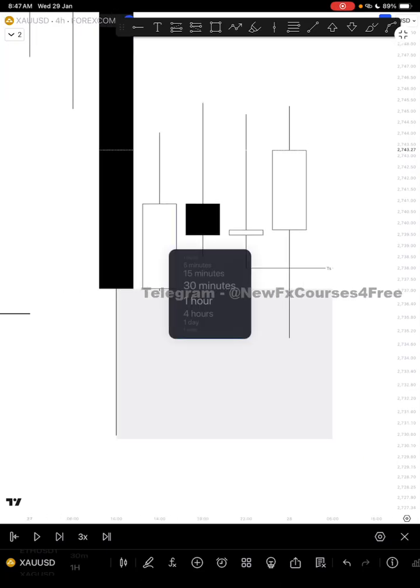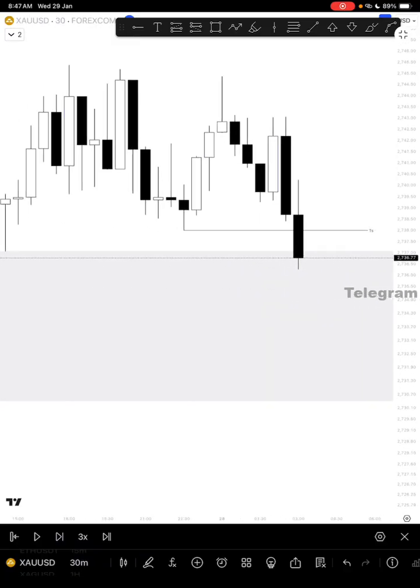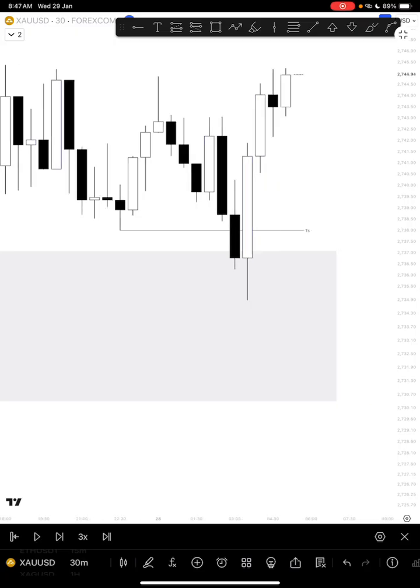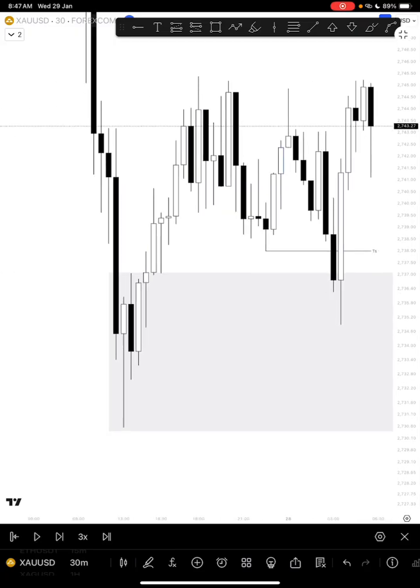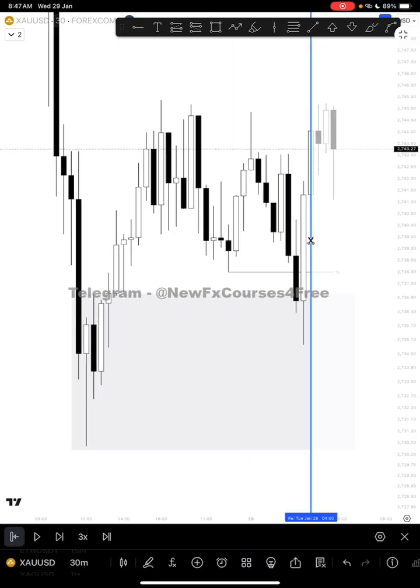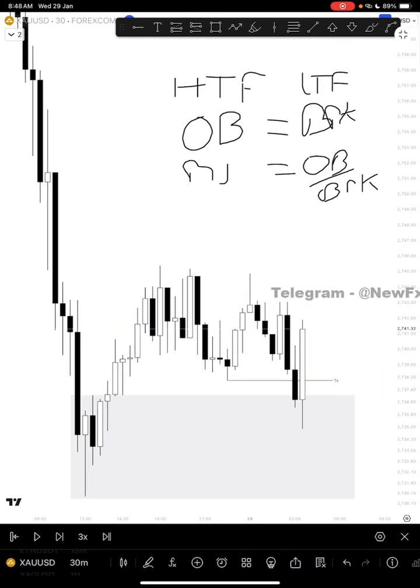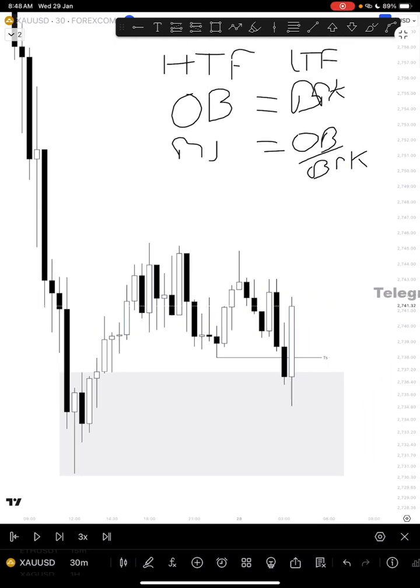So this is a bullish rejection block. So let's play this out in time. So here we got an expansion higher after tapping on our rejection block.